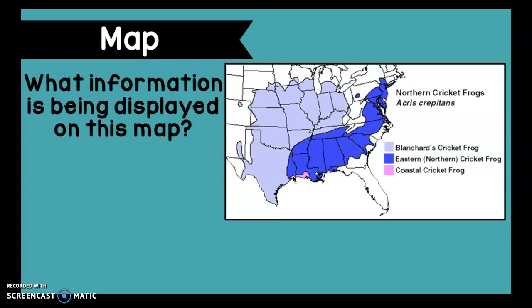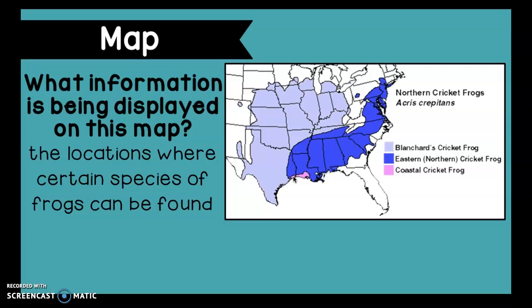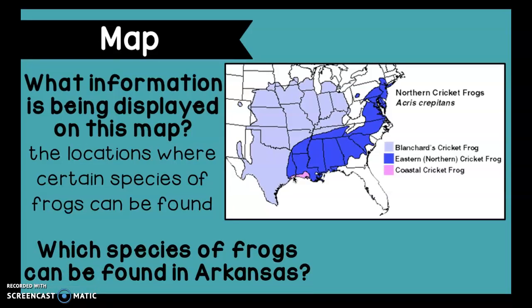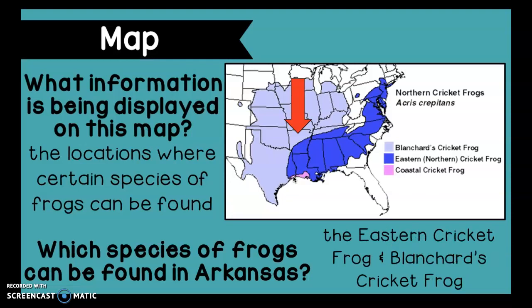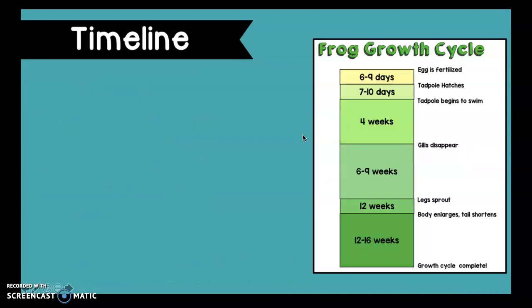What information is being displayed on this map? The location where certain species of frogs can be found. Which species of frogs can be found in Arkansas? First of all, you have to find where Arkansas is. Right there, there's Arkansas. So if we know that it's purple and blue, you look over here and you will find that the eastern cricket frog and the Blanchard's cricket frog can both be found in Arkansas.